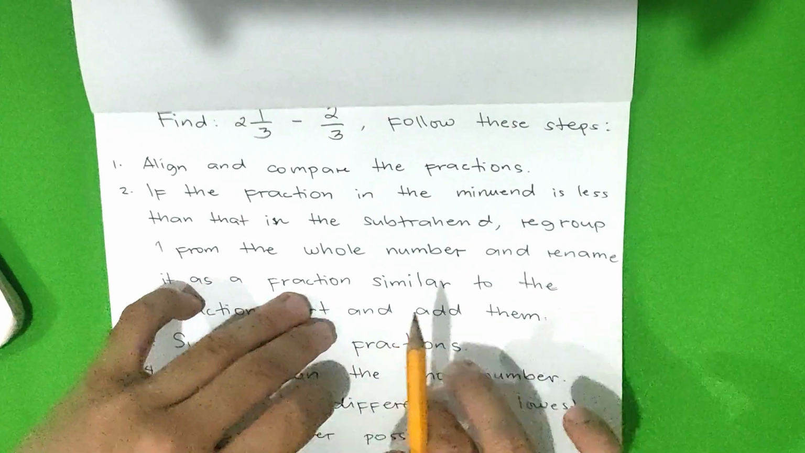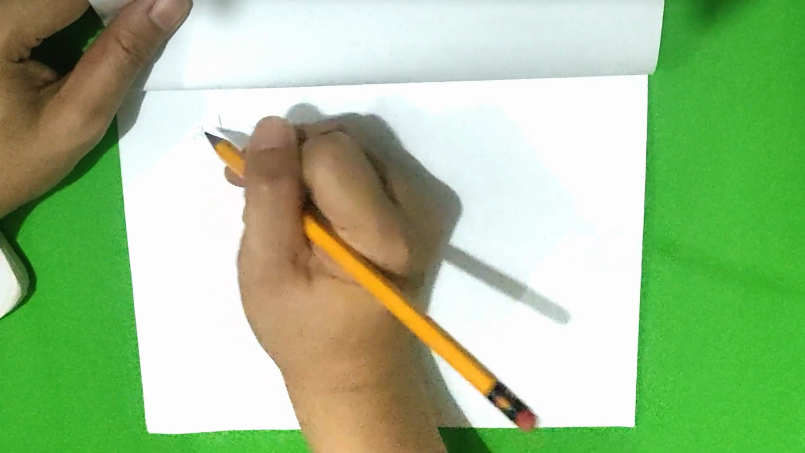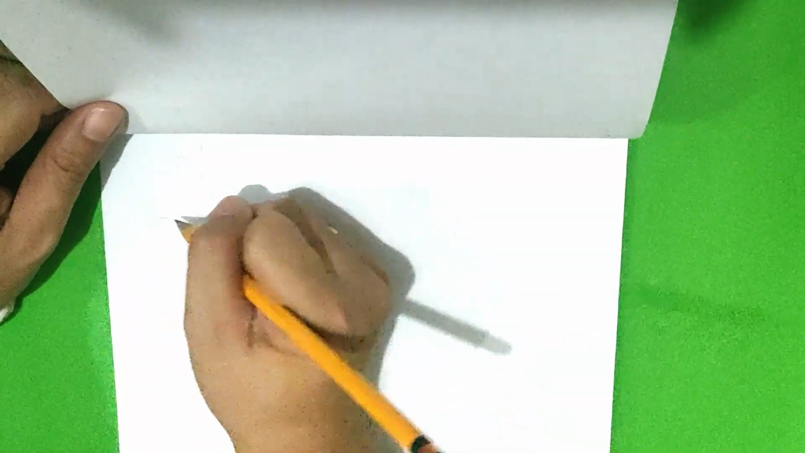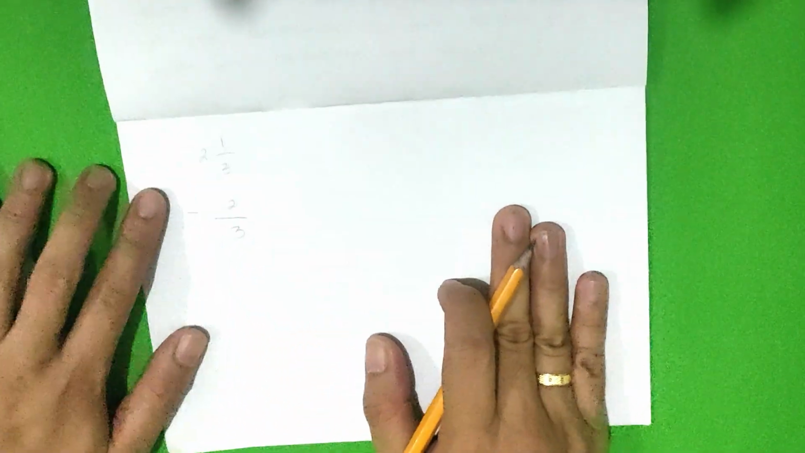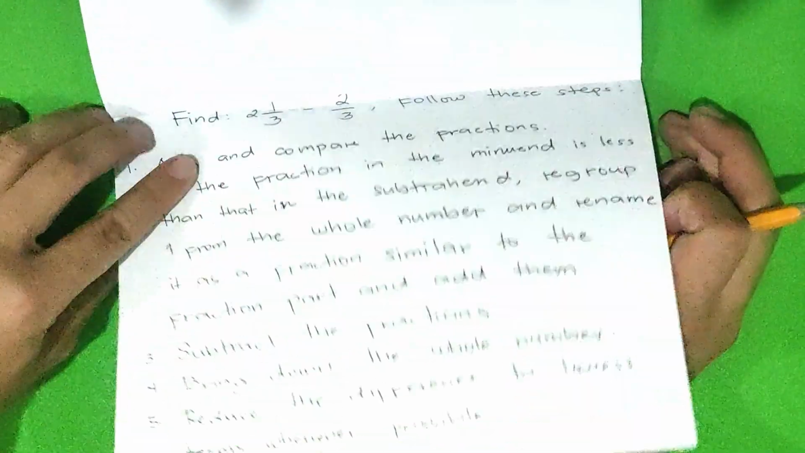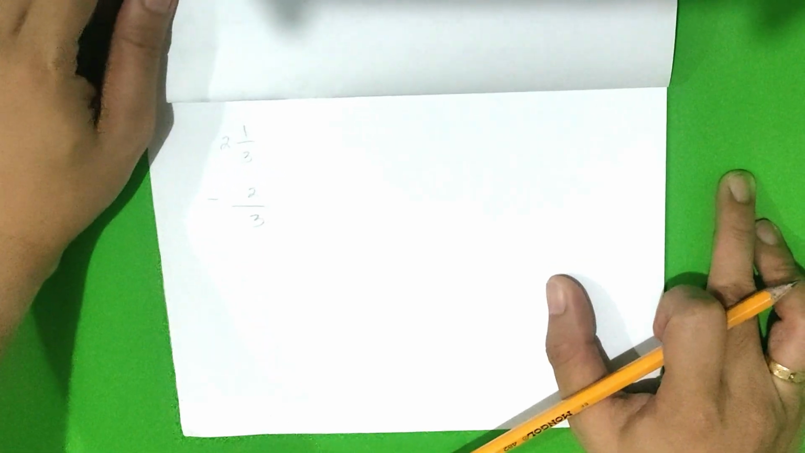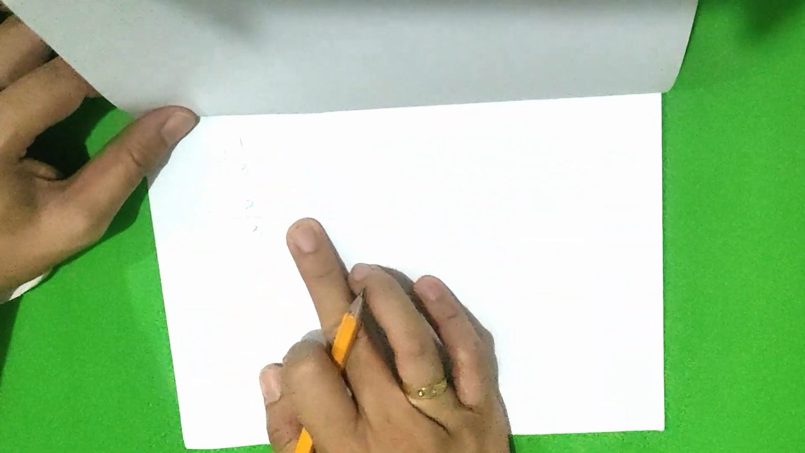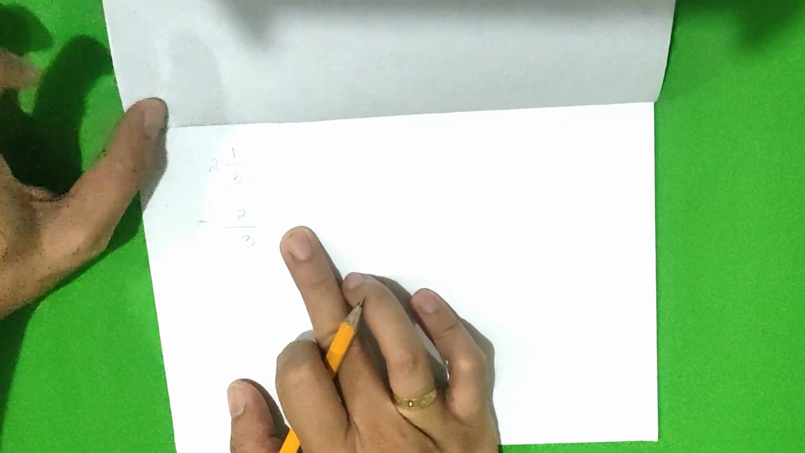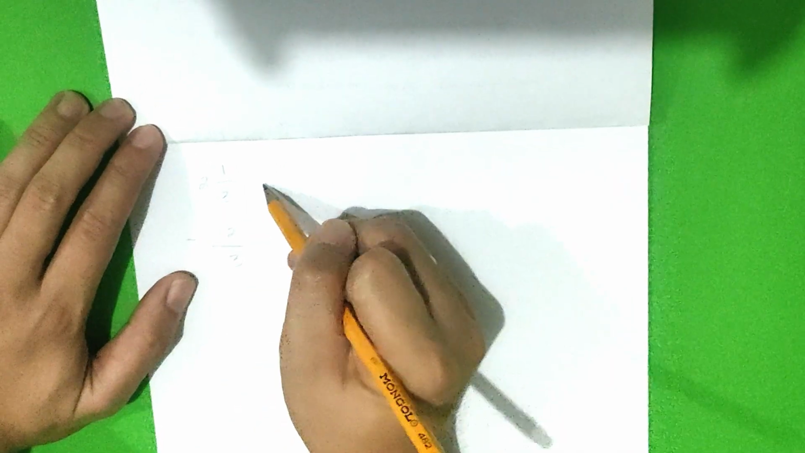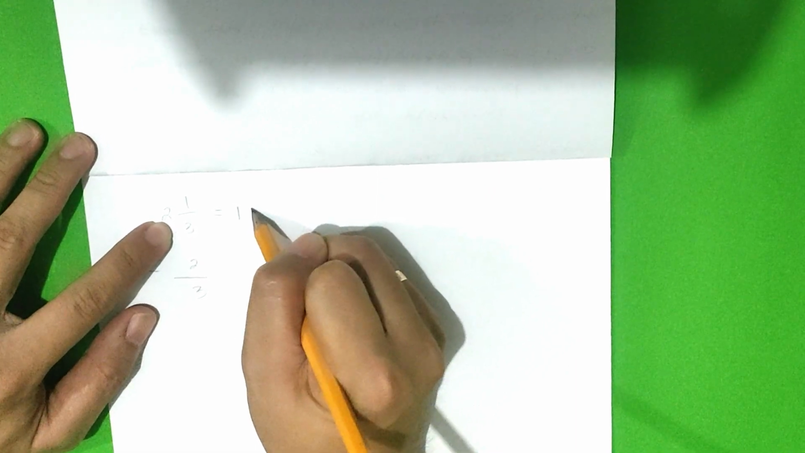So let's find 2 1/3 minus 2/3. The first step according to our list is align and compare the fractions. Since the minuend is less than that of the subtrahend, let us regroup the whole number 2. How will we do that? Let us change 2 into 1. And let's put an addition sign.